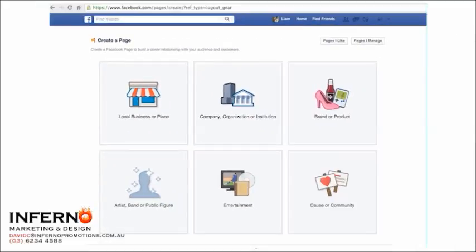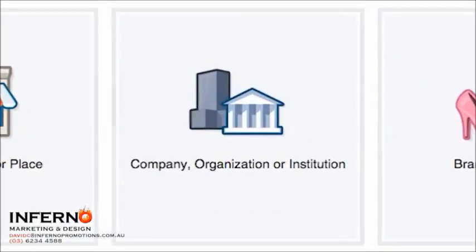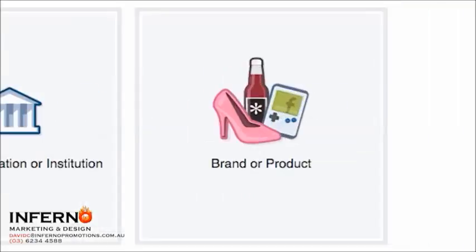Another one that you can choose is company, organisation or institute. Now this is when your business represents an entity that's not genuinely location based. So think about that one if you're going that way. You can also choose a brand or a product page. That's if your business represents something that's sold through a variety of retailers. If you're Cadbury Chocolate, for example, that's a great one for you.